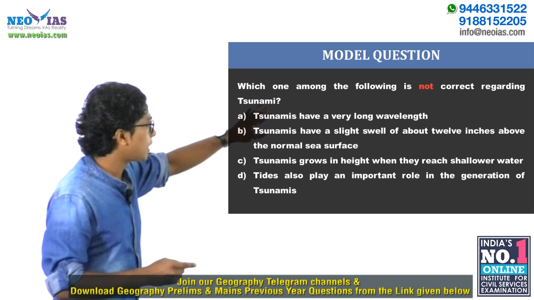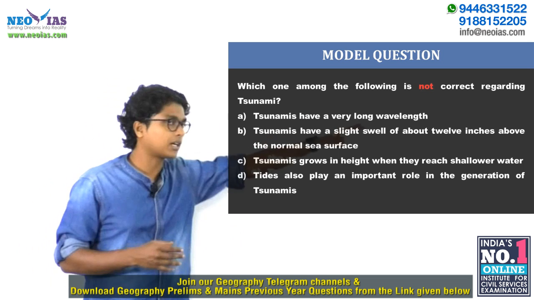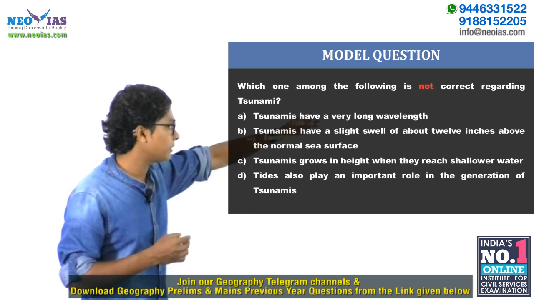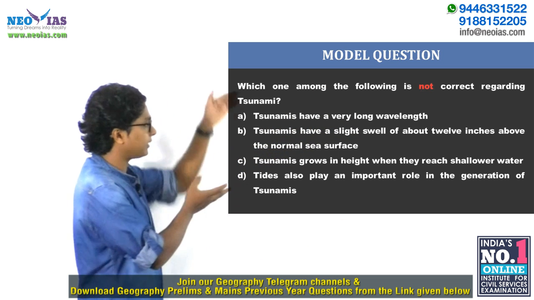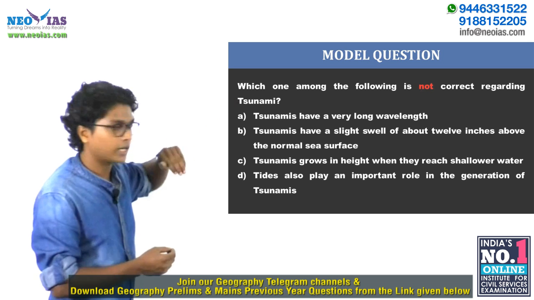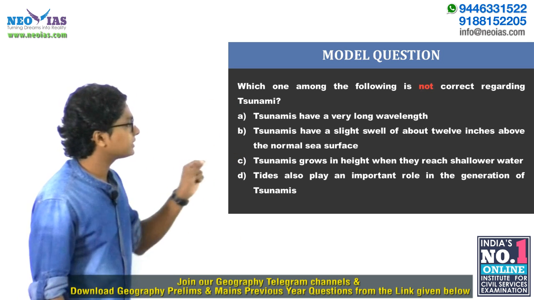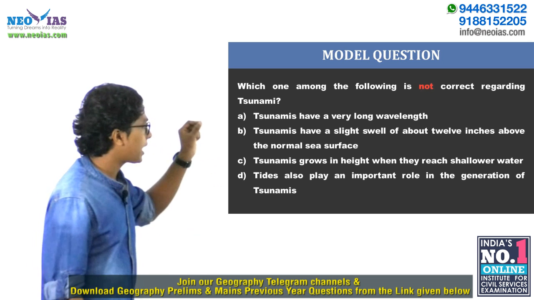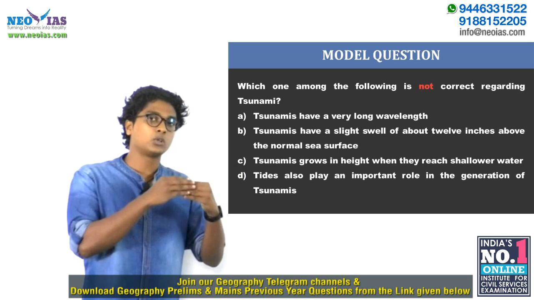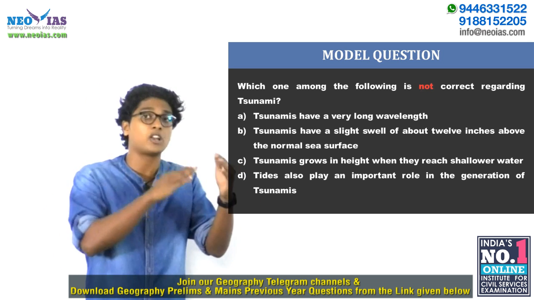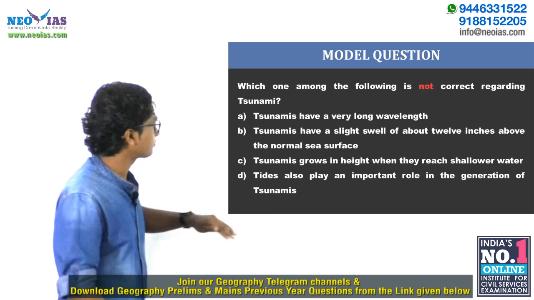The first one, tsunamis have a very long wavelength, which is actually true if you are considering a tsunami in deep sea. In this statement, they are not specifying whether it's shallow water or deep sea, and we can assume the deep sea, and in that sense the statement can come true, right? The next one, tsunamis have a slight swell of about 12 inches above the normal sea surface, which is again true. We have seen earlier that in deep sea the tsunami's wave height will be very small and unnoticeable, right? So it will be as little as 12 inches.